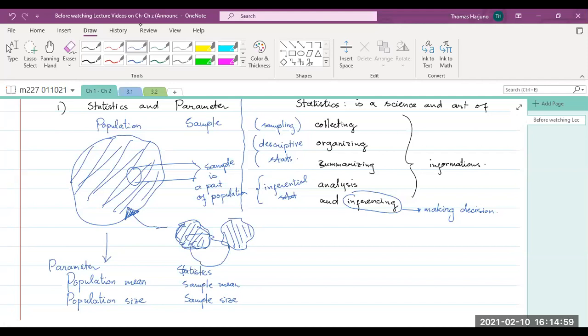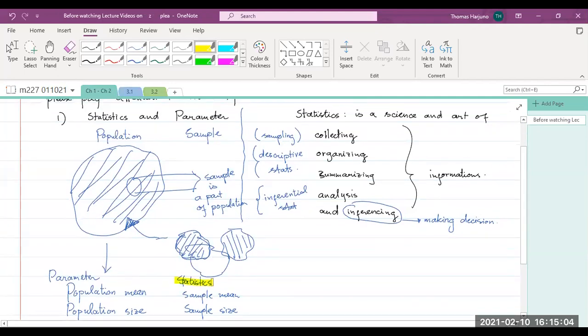Okay, now, so you see that there's two different meanings of this word statistic. You may say, Thomas, it's confusing. Well, it happens. It's not something that never happened even in our English though.